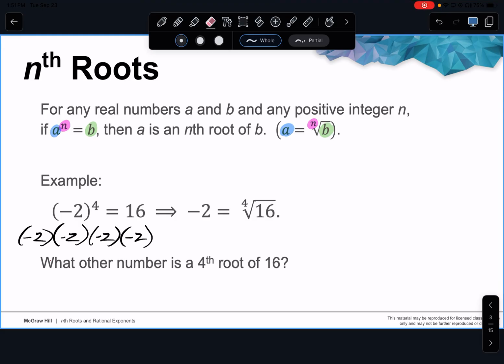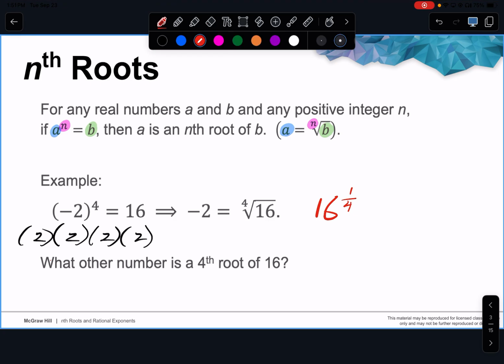Another way to think about this, as far as what the things are at the top, this is 16 to the 1/4. So 16 to the power of 1/4 is the same as the 4th root of 16. But there's another one. There's another 4th root of 16. We've got negative 2. What else? What if I did this? And we just took all these negatives off of here. Would that still equal positive 16?